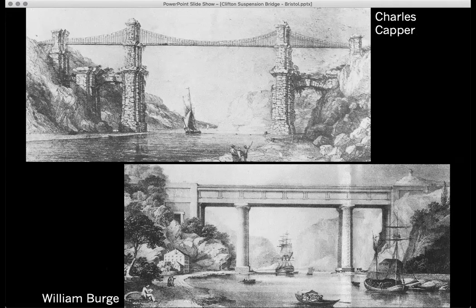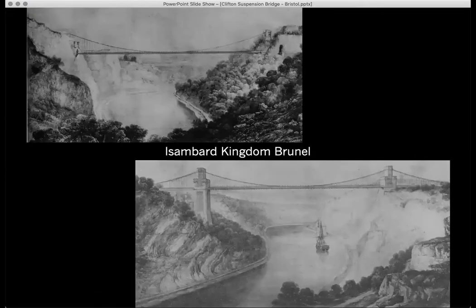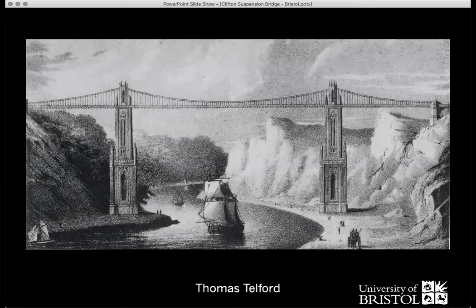This amazing neoclassical example there. The rather rustic version at the top there. And then we come to some of Brunel's initial ideas, which of course actually had a variety of options before finally the decision was made to go with Thomas Telford's Gothic fantasy.